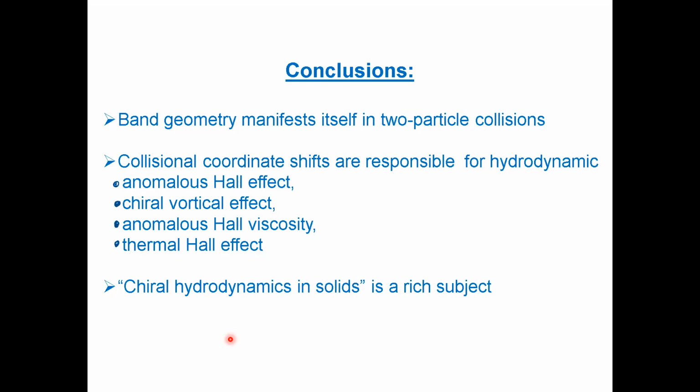So these ideas based on shifts lead to the anomalous Hall effect, the chiral vortical effect, and anomalous Hall viscosity. I didn't talk about it, but there is also a thermal Hall effect and so on. So it seems like this chiral hydrodynamics in solids is a rich subject, which I hope will be developed in the immediate future. And who knows, maybe graphene on hexagonal boron nitride with a gapped spectrum is the simplest system that can allow us to study all these topological currents in the hydrodynamic regime.